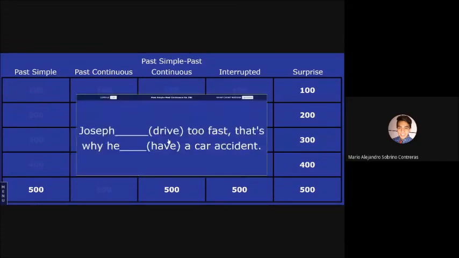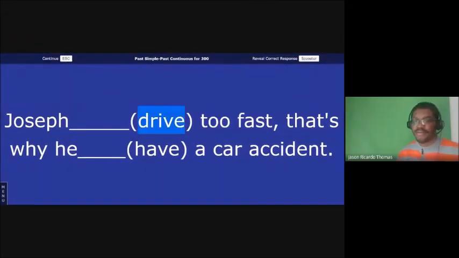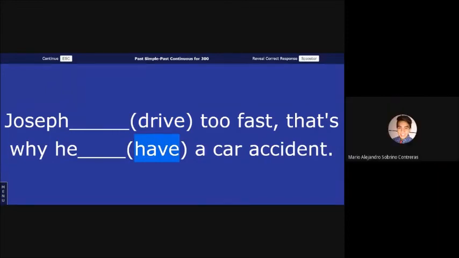300. All right. You have one cause. So this first guy is going to be past continuous. And this guy is the result, past simple. Yosef was driving too fast. That's why he had a car accident.